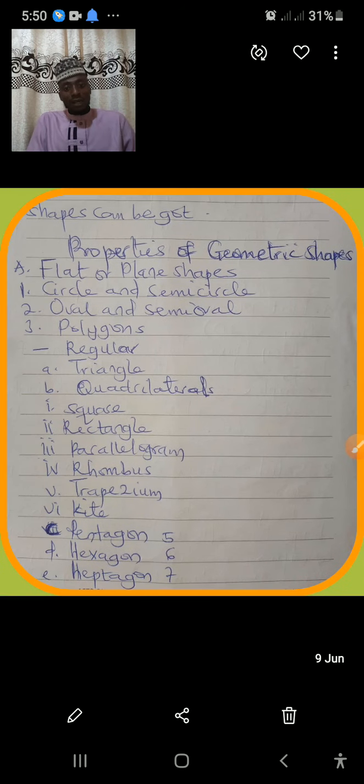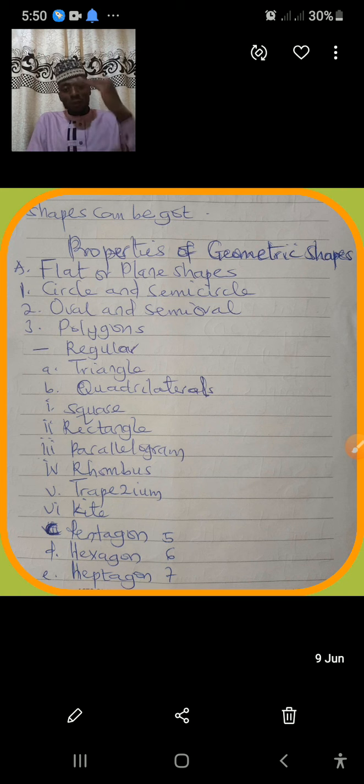The second one is properties of geometric shapes. Let's look at the way they are. Starting from the flat shape, let me list some flat shapes for you so that you can see them properly. We have circle and semicircle. You all know circle, a round shape, and semicircle too is half of a circle. So oval is the shape of an egg, or semi-oval, half of the shape.